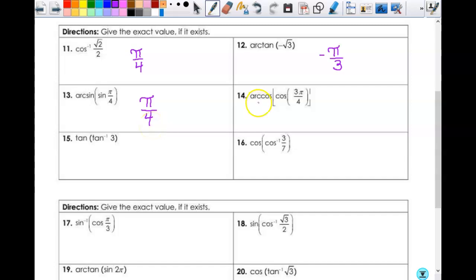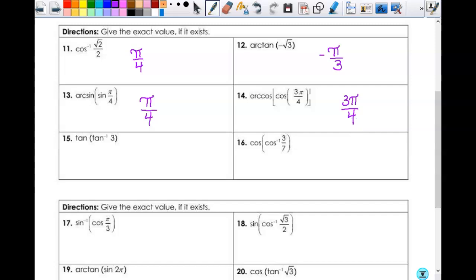All right, so then the arc cosine of the cosine of 3 pi fourths. Well, this has to fit between 0 and pi, which it does. Or again, you could work it out. Cosine of 3 pi fourths is negative square root of 2 over 2, and then the cosine inverse of that would give you 3 pi fourths.